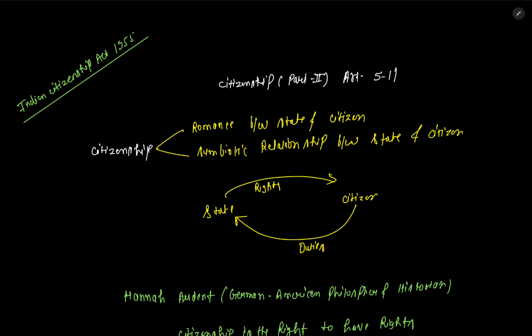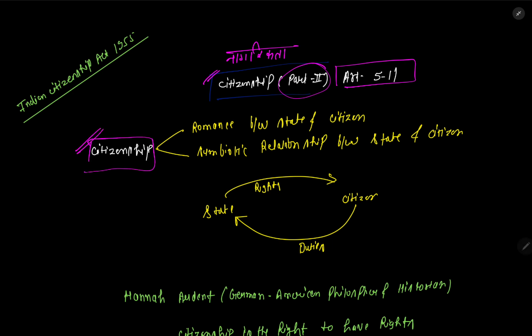In this video, we will talk about Part 2 of the Indian Constitution, that is citizenship. Now, what is citizenship? In Hindi, we call it Nagarikta. Citizenship is mentioned in Part 2 of the Indian Constitution, from Article 5 to Article 11. Now, I want to give you the definition of citizenship.